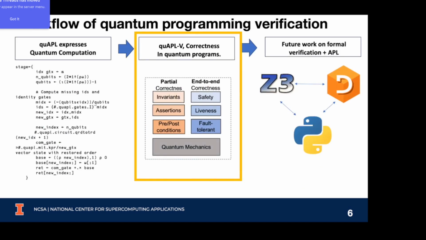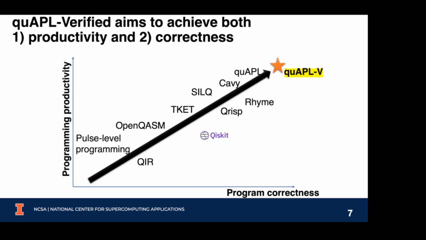Secondly, we will present QAPL-V and also our perspective of correctness in quantum programs. QAPL-V stands for QAPL Verified. It's an interpreter that will interpret the QAPL programs and also verify them.